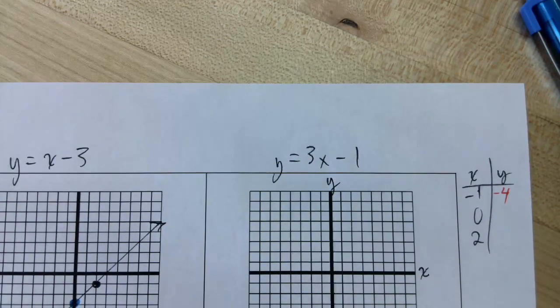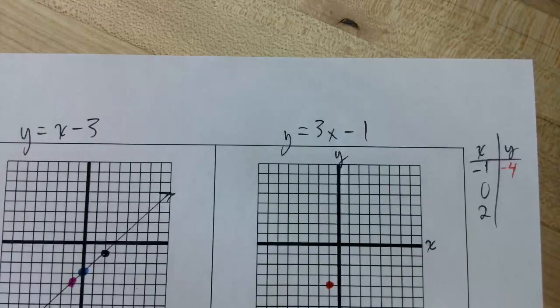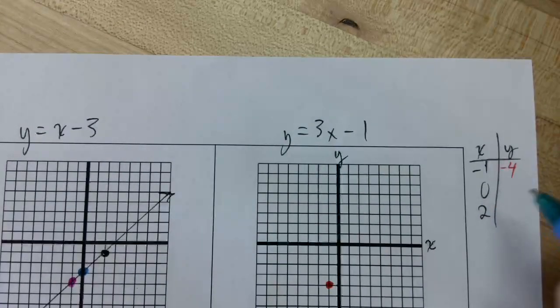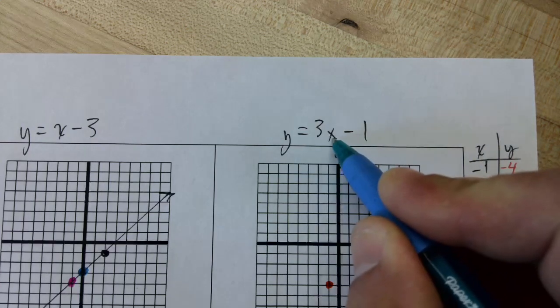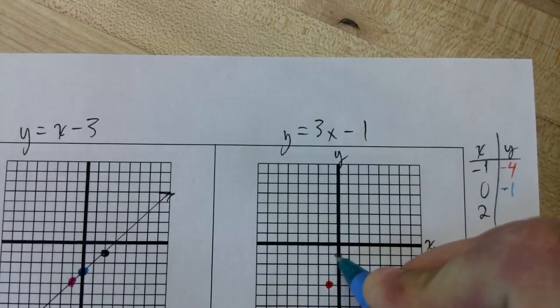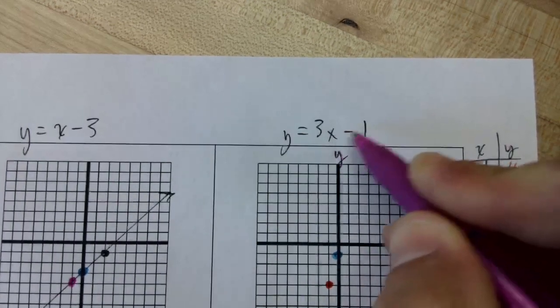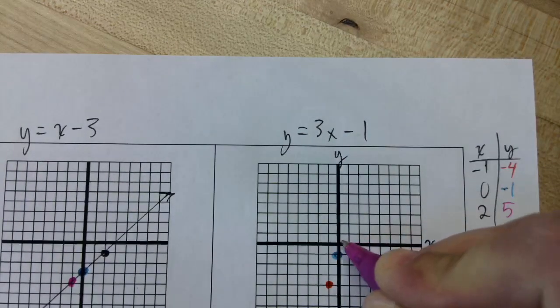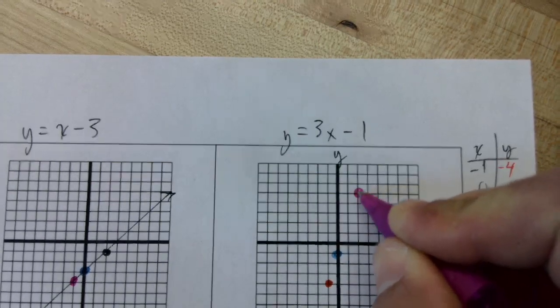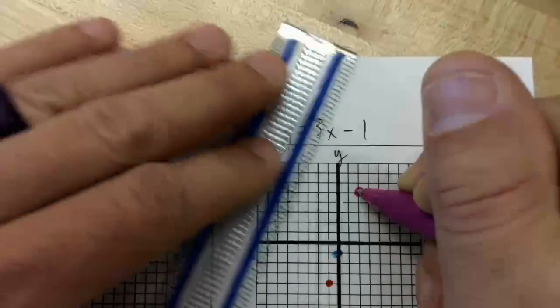Again, hopefully you're seeing the culmination of several skills here: adding and subtracting integers, evaluating, and plotting points in the coordinate plane. 0, again, that's going to be an easy one that you should also always do. It's kind of an important point there. 3 times 0 is 0, minus 1 is -1. So 0, -1. And then 2, 3 times 2 is 6. Take away 1 is 5. So 2, 5. And by the time you connect those, hopefully it does show itself to be straight.